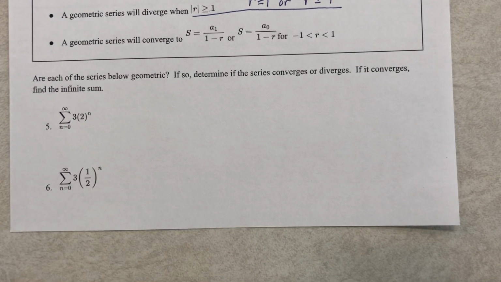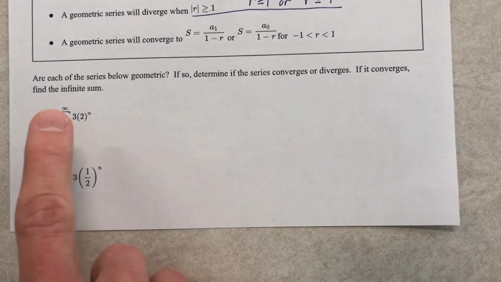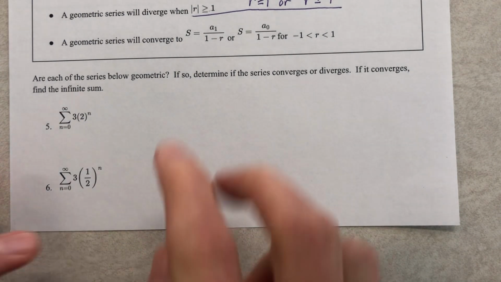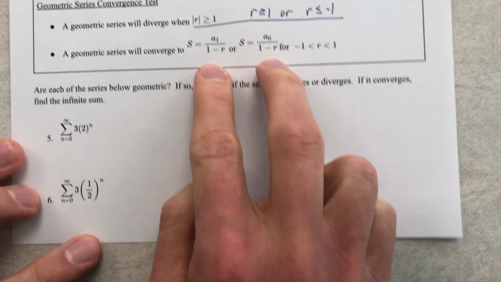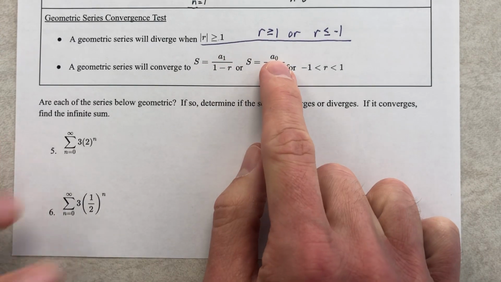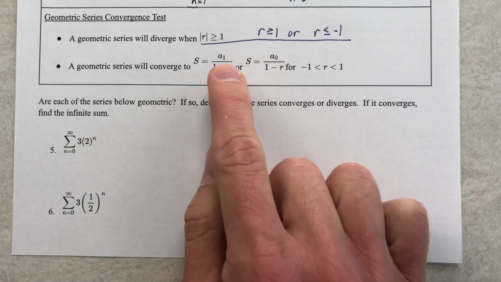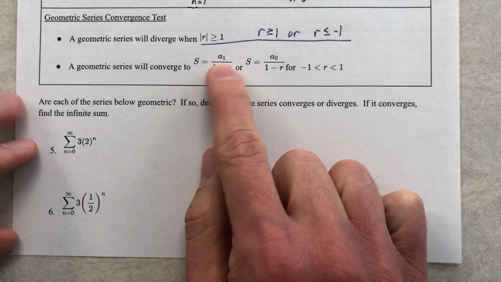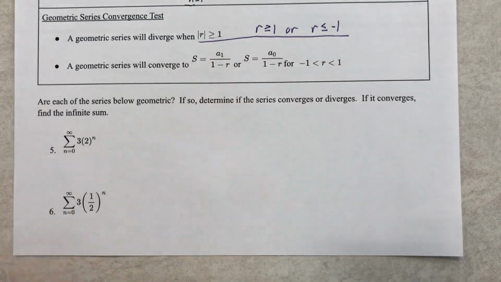So, are each of the series below geometric? If so, determine if the series converges or diverges, and if it converges, find the infinite sum. So, we have a couple formulas for the infinite sum if we need them, depending on whether we start in the first term or the zeroth term. Either way, it's the same idea. It would be the first term that you'd list, whether you plug in a 1 to get it started or a 0 to get it started.